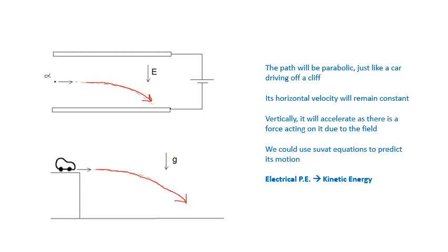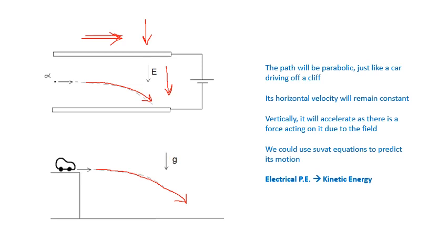Now, why? Because horizontally, its velocity doesn't change. But in this direction here, it's going to accelerate. The car will accelerate due to the gravitational field. The alpha particle will accelerate due to the electric field. And what we'll get is this two-dimensional motion. The alpha particle will accelerate in that direction, and in that direction, it'll go at a constant velocity. We end up with a parabola.